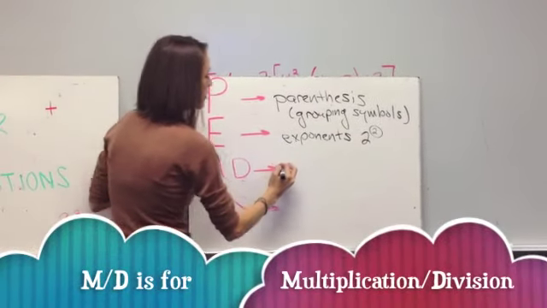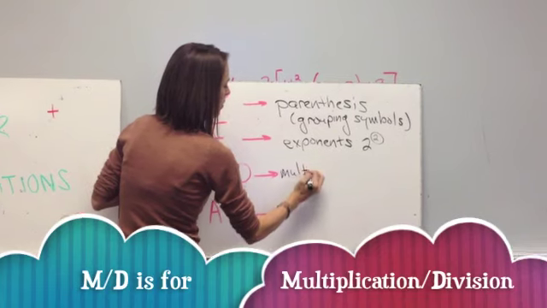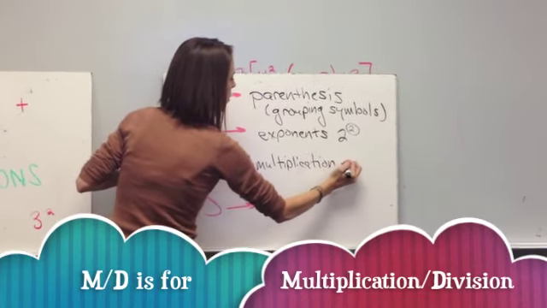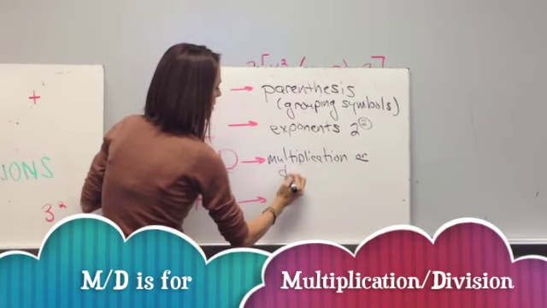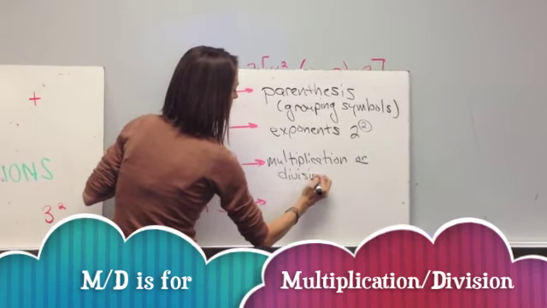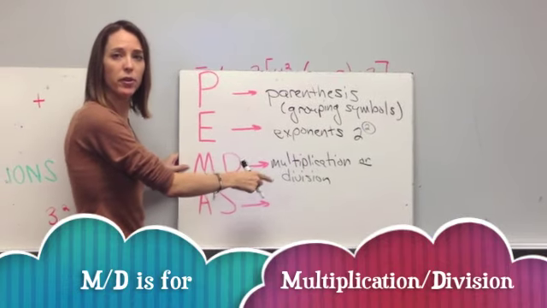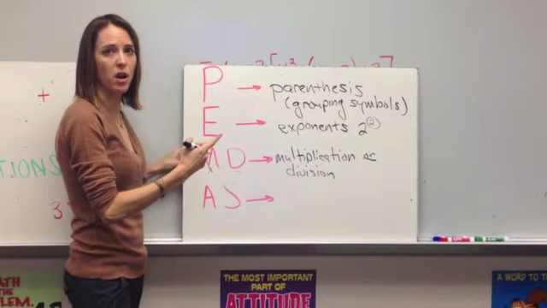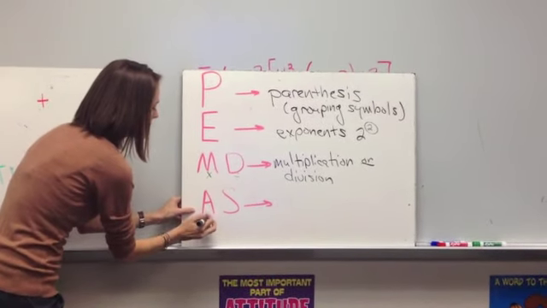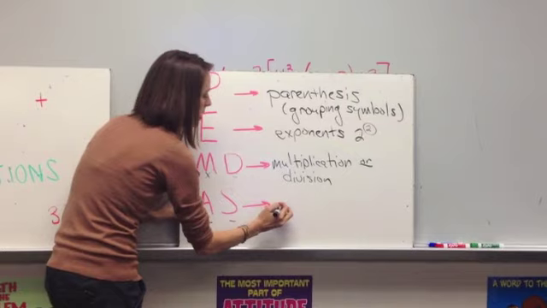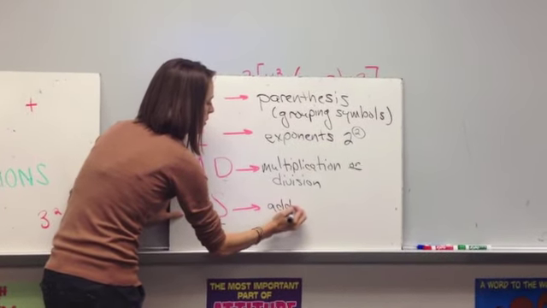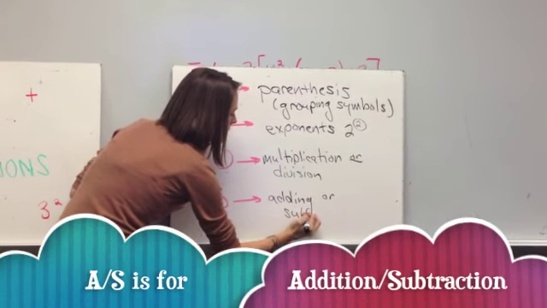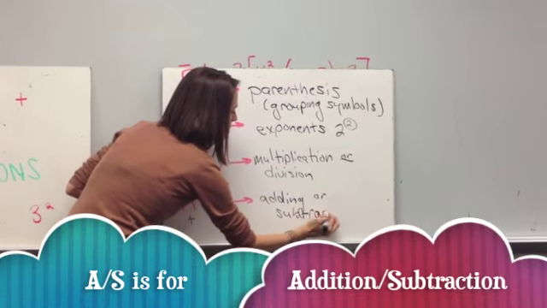Okay, so you're going to do multiplication or division. Okay, remember the order doesn't matter. You do the one that comes first. So it's not always going to be multiplication before division. And we'll talk more about that. And then the A and the S is adding and subtracting. So it's adding or subtracting.